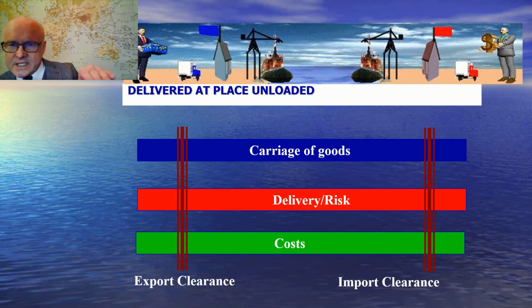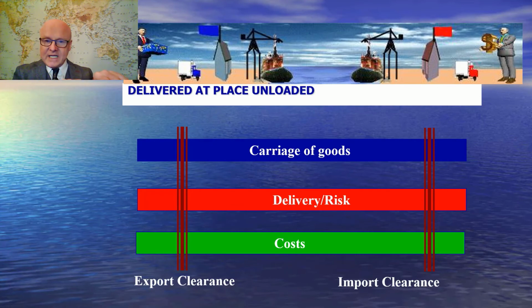Remember, DAT, delivered at terminal, has evolved, or dare I say been replaced, but evolved is a better word, into DPU, delivered at place unloaded. Under DPU, you can see the seller on the left with the goods, the buyer on the right with the money. We want to do an exchange. We have 3 lines of responsibility: carriage of the goods from seller to buyer, delivery and risk which can occur between the seller and the buyer, and who is paying the costs.